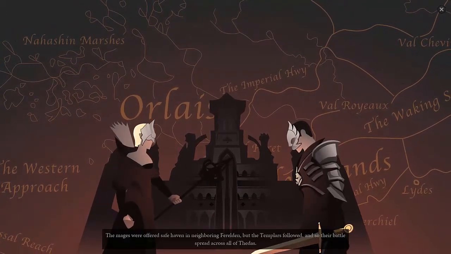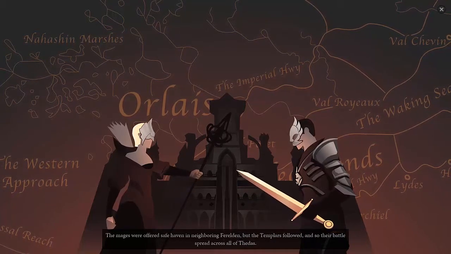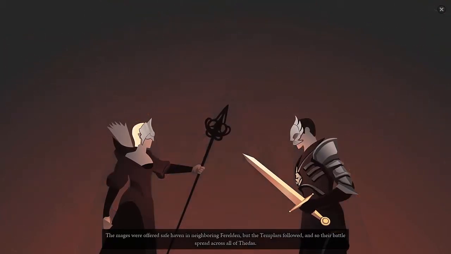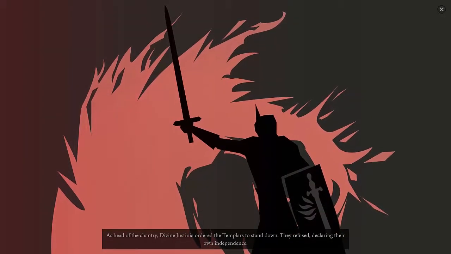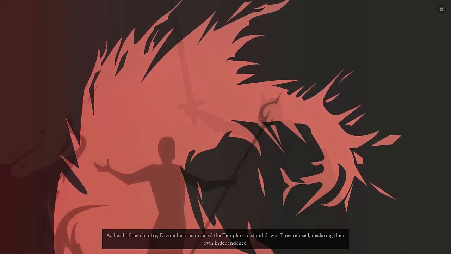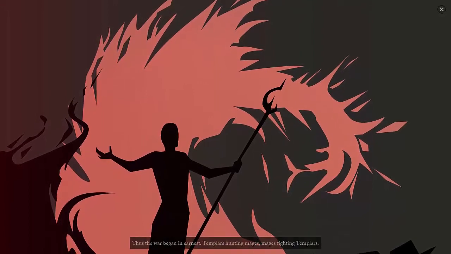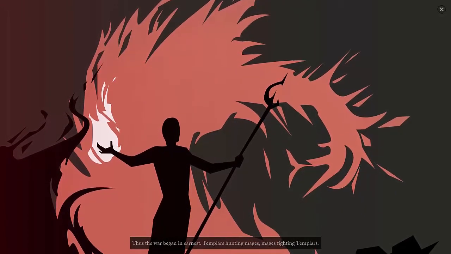The mages were offered safe haven in neighboring Ferelden, but the Templars followed, and so their battle spread across all of Thedas. As head of the Chantry, Divine Justinia ordered the Templars to stand down. They refused, declaring their own independence. Thus, the war began in earnest.